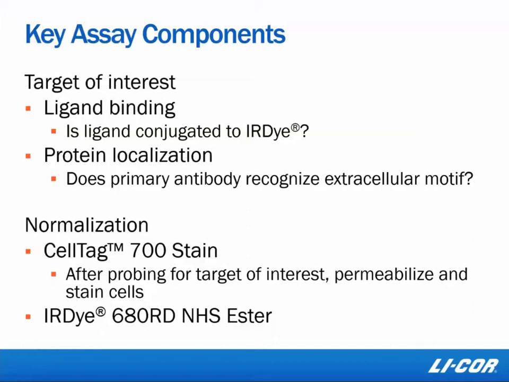So in order to use the stain, what you need to do is first incubate your cells with primary and secondary antibodies. And once you're done with that secondary step, you then permeabilize your cells and then incubate with CellTag 700 stain. An alternative to using CellTag 700 stain is using IRDye 680RD NHS ester.